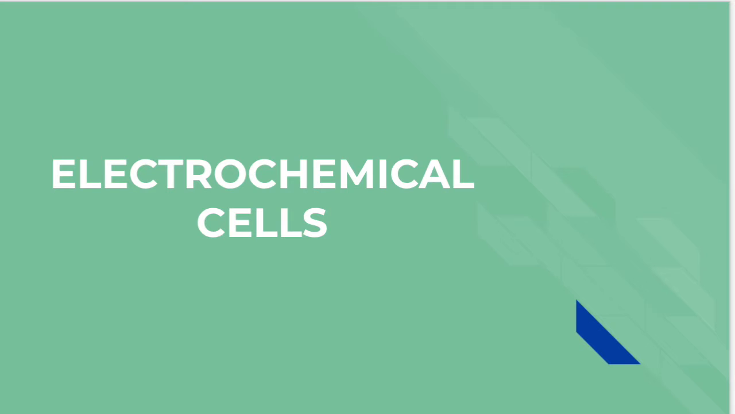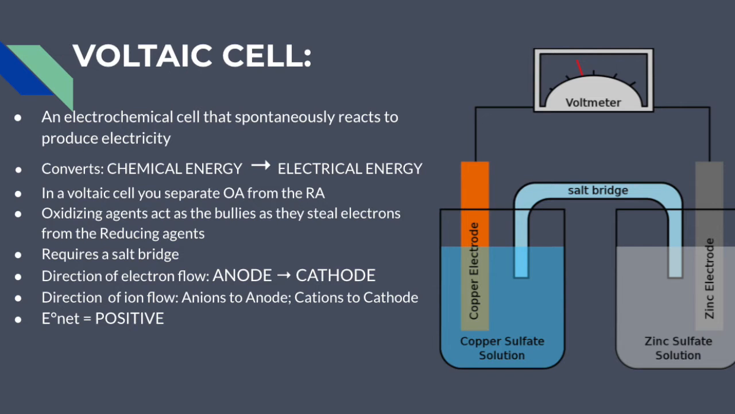First, we're going to talk about electrochemical cells. An electrochemical cell is a voltaic cell. This cell spontaneously reacts to produce electricity. It converts chemical energy to electrical energy. And in a voltaic cell, you separate OA from RA, and to do that, you have an anode and a cathode. Oxidizing agents act as the bullies, and they steal electrons from the reducing agents.